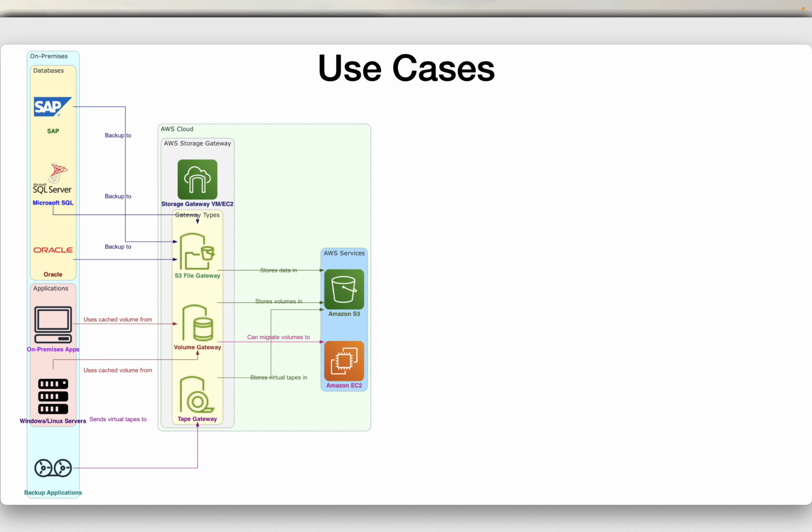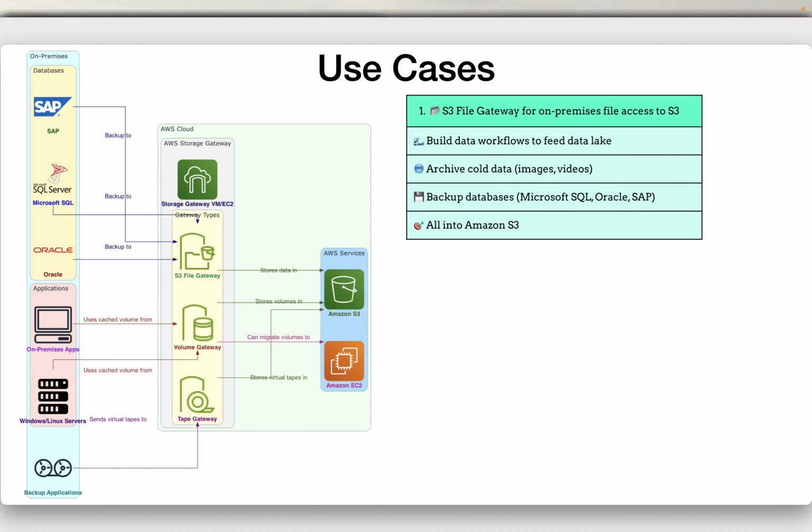Okay, let's see some of the use cases. S3 File Gateway delivers on-premises file access to your Amazon S3 data. So with S3 File Gateway, you can build data workflows to feed your data lake, archive cold data such as images and videos, and backup databases such as Microsoft SQL, Oracle and SAP all into S3.